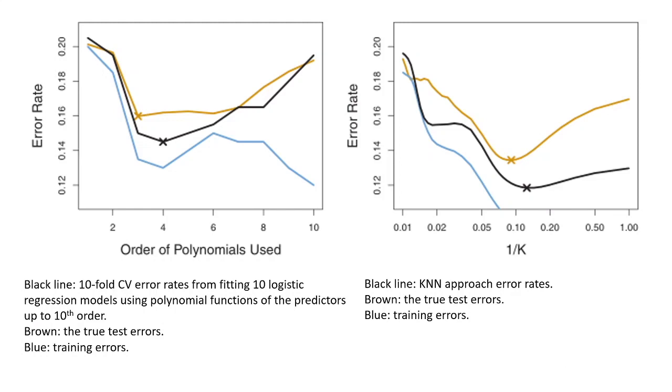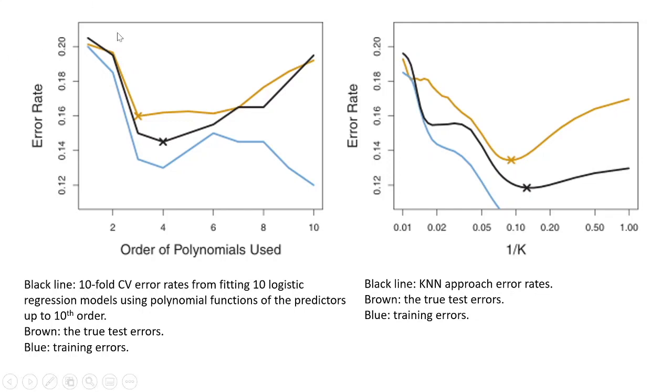This is the error rate, and this is the order of polynomials used. The black line here is the 10-fold CV error rate from fitting the 10 logistic regressions. If you look at the horizontal axis, this is the order of polynomials used, from the power of 1 up to the power of 10. You can see that the CV error rate reduces quite a lot, and it arrives at the minimum when the order of polynomials is equal to 4.